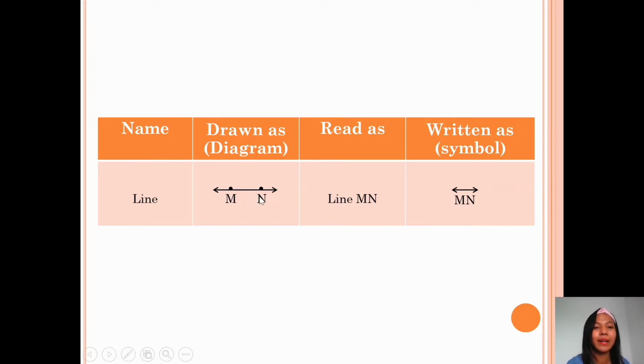Everybody read line MN. When you write it, this is the written symbol: just write the letter M and the letter N. If it is a big letter, then you should write a big letter also. And make sure that you put the line symbol above these two letters. So this is how exactly you are going to write it in symbol.